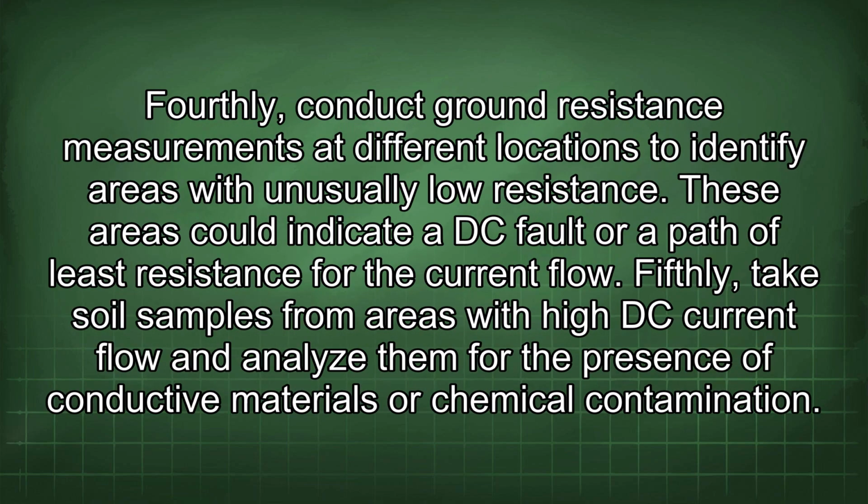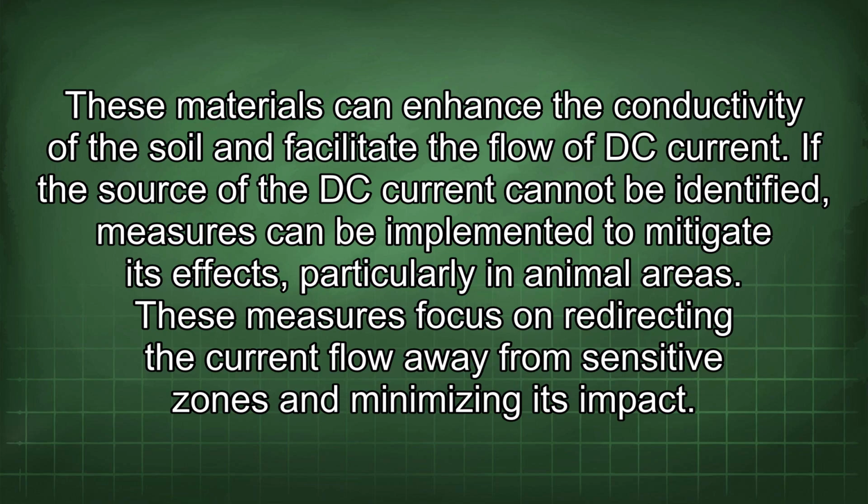Fourthly, conduct ground resistance measurements at different locations to identify areas with unusually low resistance. These areas could indicate a DC fault or a path of least resistance for the current flow. Fifthly, take soil samples from areas with high DC current flow and analyze them for the presence of conductive materials or chemical contamination. These materials can enhance the conductivity of the soil and facilitate the flow of DC current.